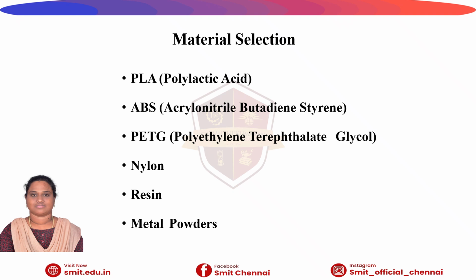Then polyethylene terephthalate glycol, a balance between PLA and ABS, resistant to moisture. Nylon gives high durability, flexibility and resistance. Resin is used for high detail prints, available in standard, tough, flexible and castable variants. Finally, metal powders are used in industrial applications for strong functional parts. Now we can see these materials one by one.